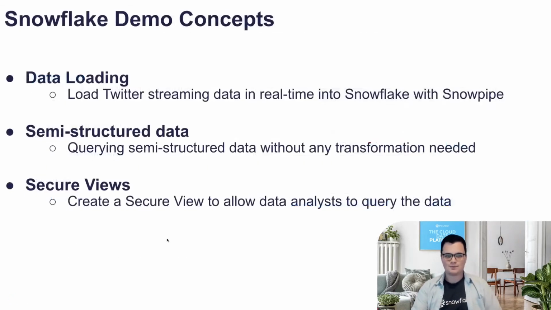Really awesome. So the key aspects that this demo will show you today is data loading, specifically, like I said, Snowpipe. We're going to be using Snowpipe to load Twitter data. We're going to be showing semi-structured data. All of this data that's coming in from Twitter is in JSON, so we're going to be loading this JSON data raw directly into Snowflake. And then we'll be using secure views to allow data analysts to query that data.